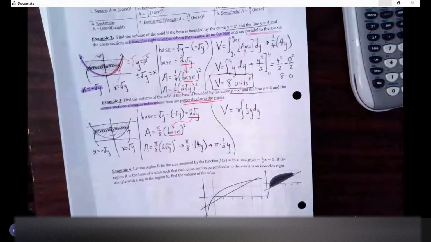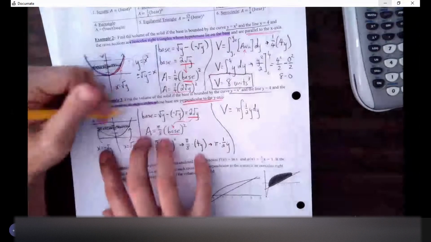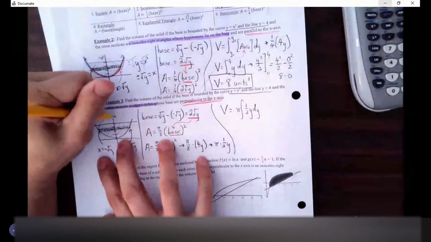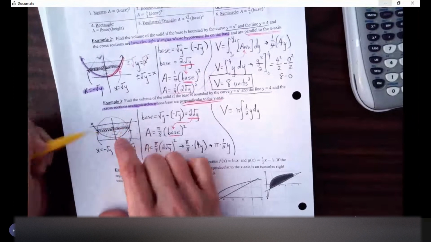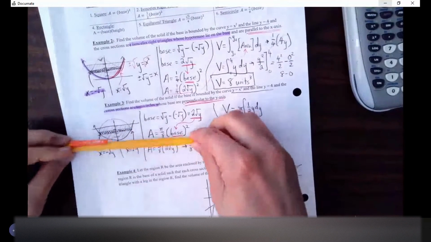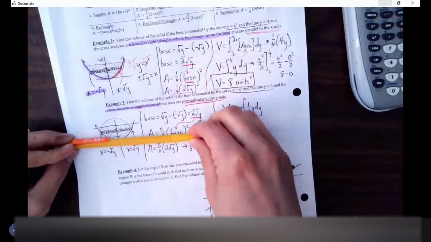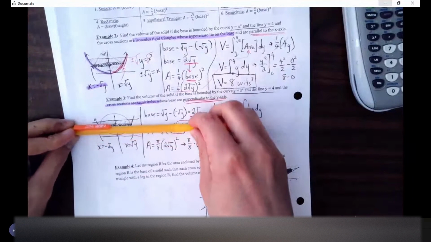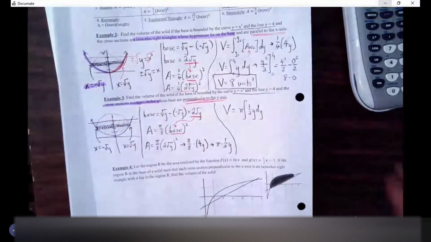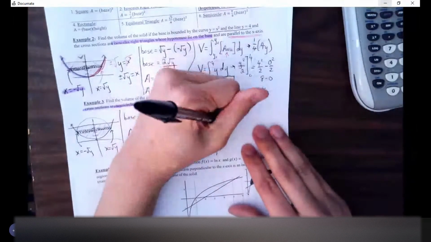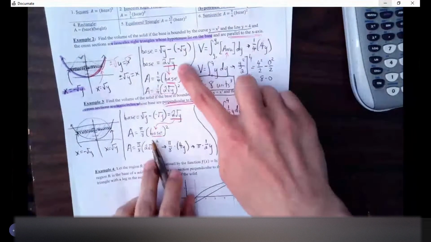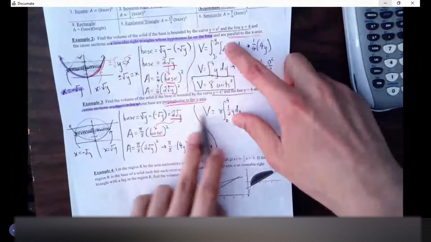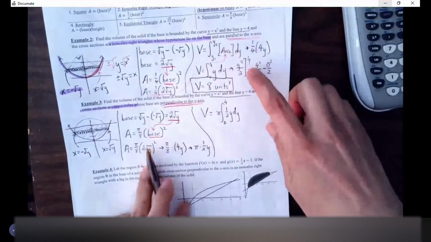I'm going to be stacking these semicircles from one end to the other. So imagine these semicircles are just sticking out of the page, and we're stacking it from one end to the other, from 0 all the way to 4. Same base as before, same bounds, just different area.